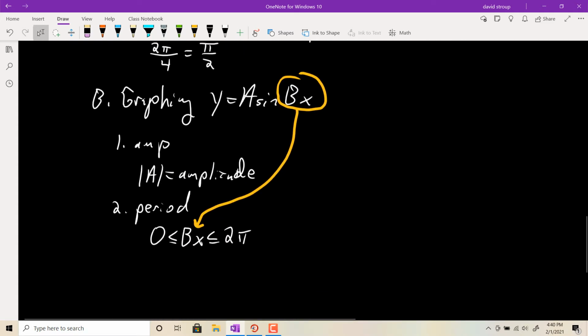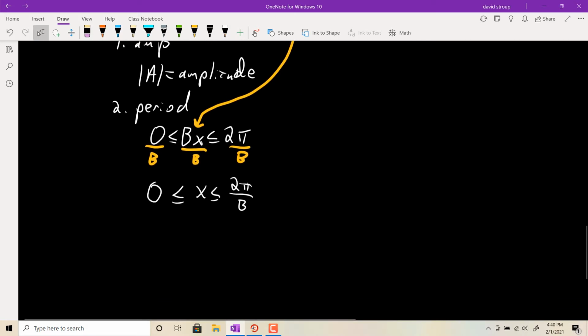Now we want to get it in the form 0, x, and then something else. So to make that happen, I'm going to divide everything by b. And then 0 by b is just 0. Bx by b is x. And then 2 pi by b is just 2 pi over b. So the period is 2 pi over b in this case. Or if you would rather, 2 pi over b minus 0, but you're just going to get 2 pi over b, right? It's the length of that cycle.